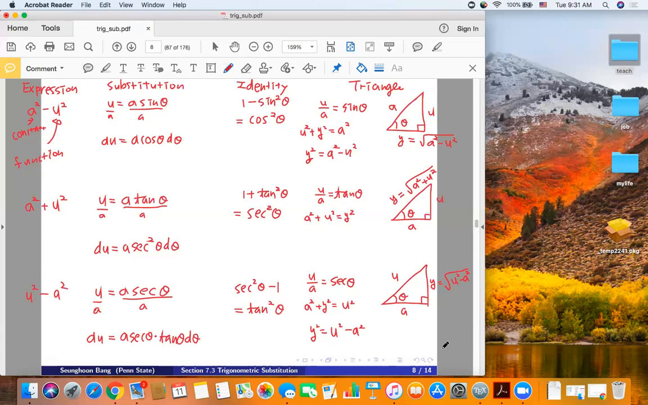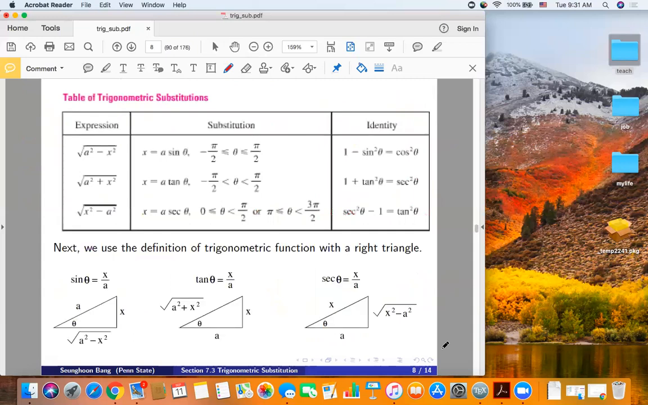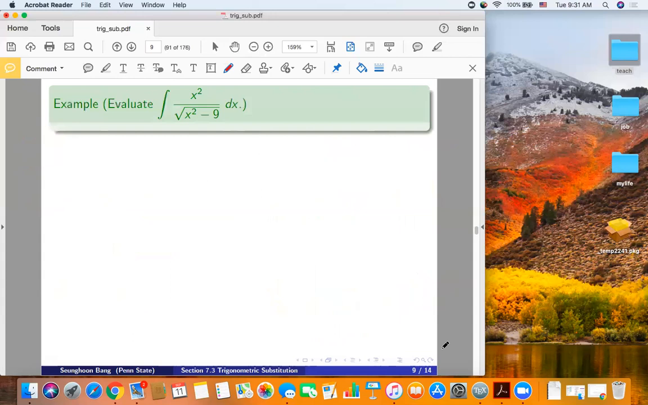So this is the whole idea for solving this kind of problem. I'm going to give more examples here. This is like a summary, like this.